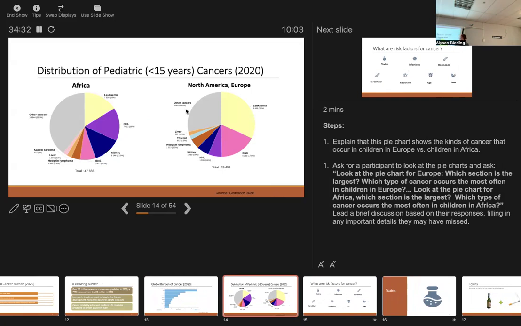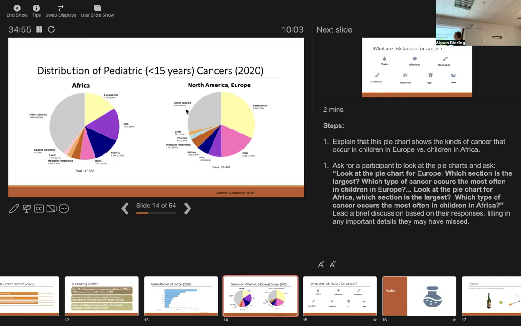Leukemia, yeah. And then the second most common is brain or nervous system cancers. And then some other liquid cancers like non-Hodgkin's lymphoma and Hodgkin's lymphoma are also more prevalent in pediatric patients.